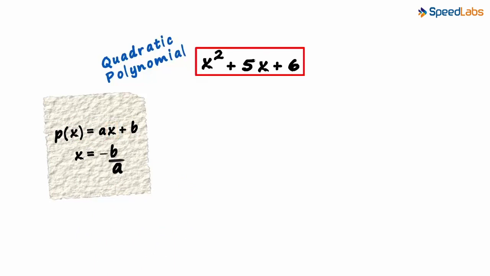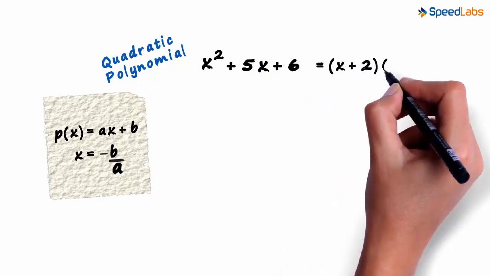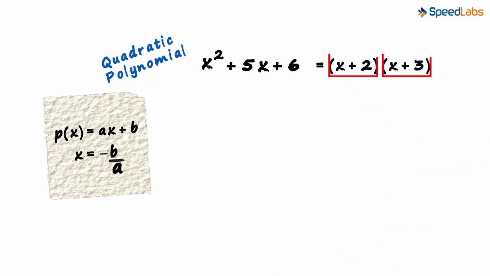Let's write this down in factorized form. X squared plus 5x plus 6 equals x plus 2 multiplied by x plus 3. These are the two factors of this polynomial. We will see why we wrote it down in factorized form.